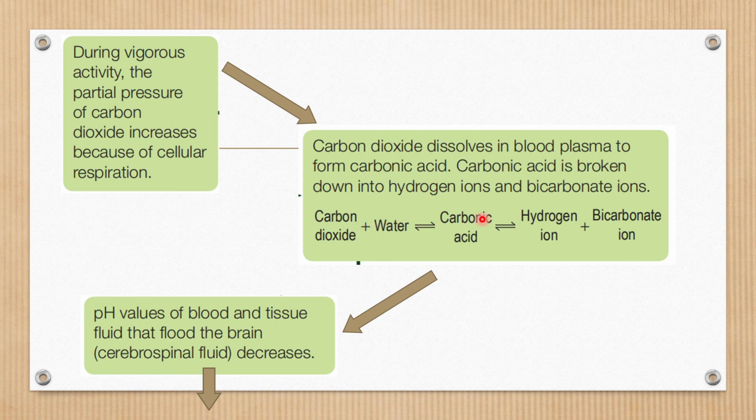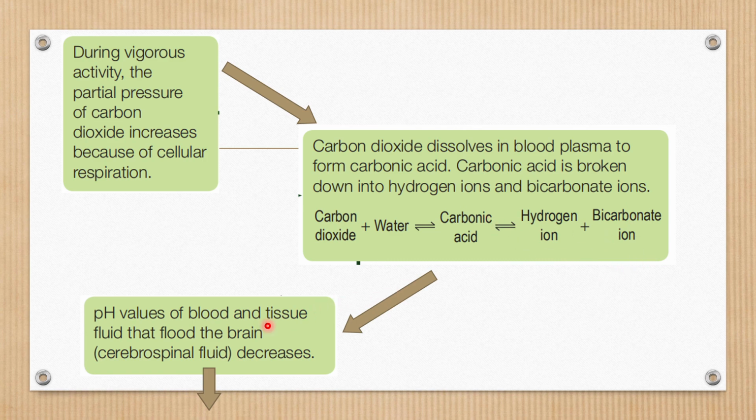Now, this is the pathway, right? You might need to go back to the respective chapter as well. We've discussed this equation. So carbonic acid is broken down. First, carbon dioxide reacts with water in the presence of an enzyme. So it forms carbonic acid, and it is broken down into hydrogen ions and bicarbonate ions.